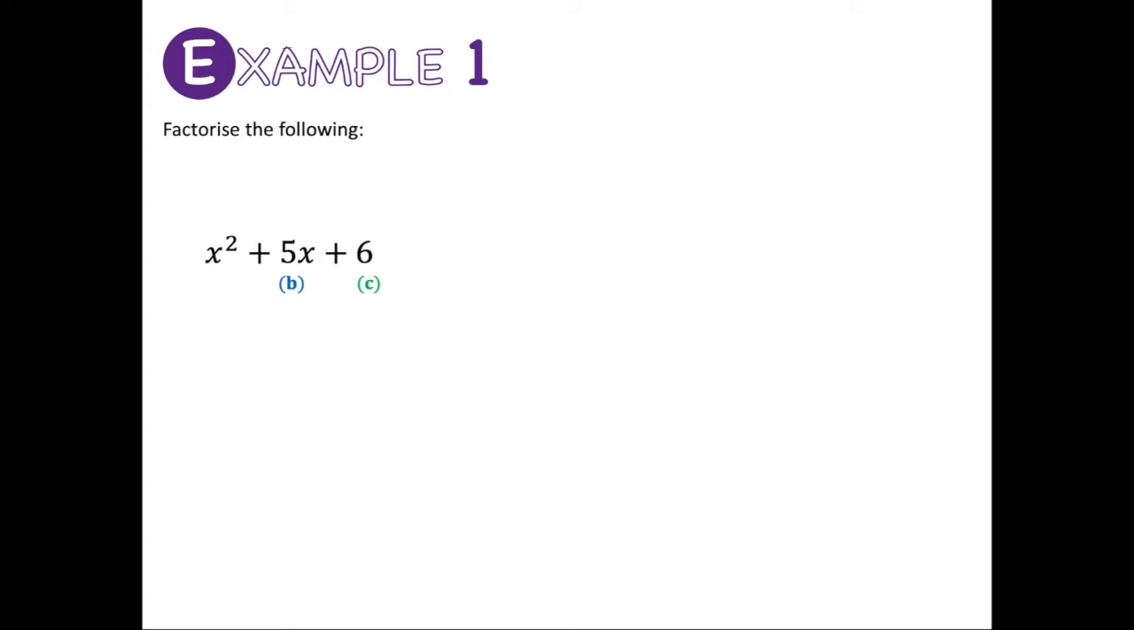So going through and applying our 4 steps. Our first step is to remove any common factors. We don't have any common factors across the 3 terms. So we don't need to do anything for step 1. Our second step is to list all the factor pairs of c. So that is our 6. So what are all the factor pairs of 6? What 2 numbers multiply together to give me 6?